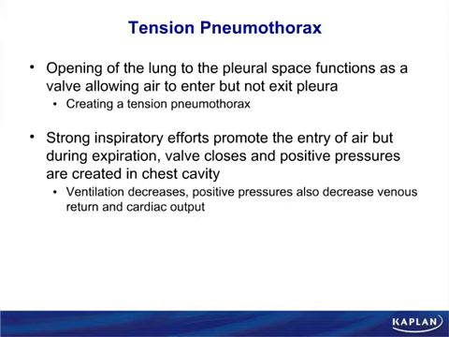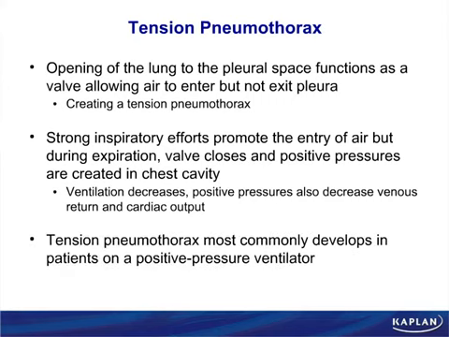Also, this positive interpleural pressure is going to decrease venous return. Just as we mentioned several times, that interpleural pressure is the outside pressure for everything inside the chest. So when interpleural pressure starts to become positive, we're going to compress the great veins, decreasing venous return and decreasing cardiac output. The most common cause of a tension pneumothorax is a patient on a ventilator, positive pressure ventilation.